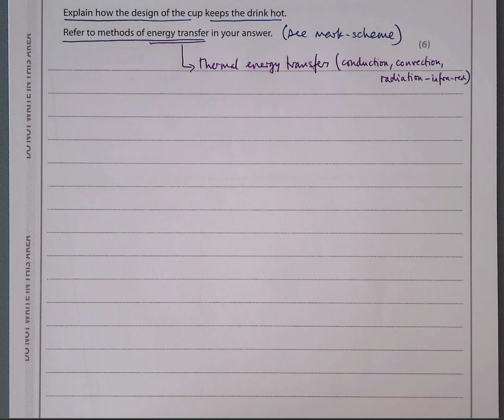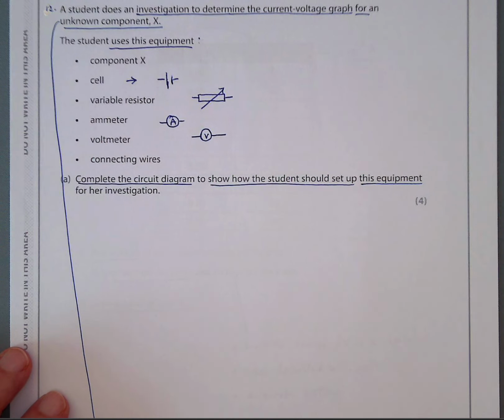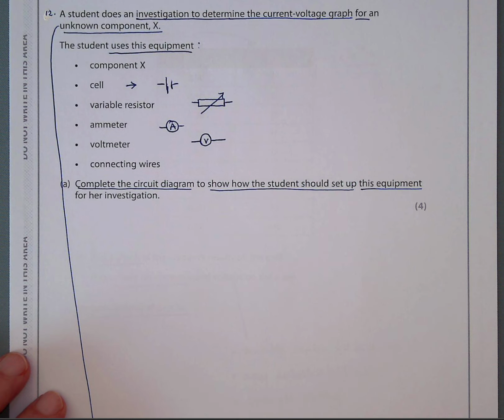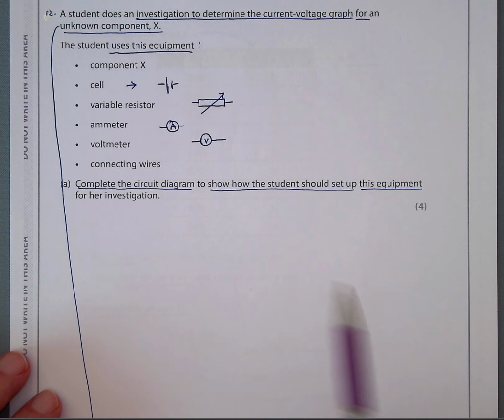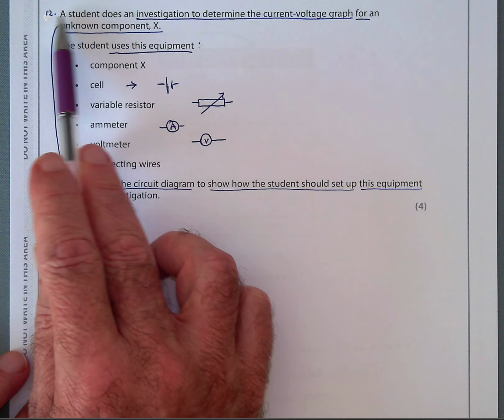And there's only one more question left, you'll be pleased to know. That's 6 marks, the most difficult 6 marks in the paper. I did warn my students that this was coming, and you have to be able to explain, for example, how a thermos flask works. The final question, question 12.